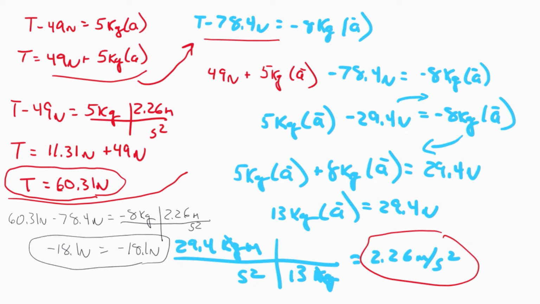So every equation I made works, which tells me I'm right. My acceleration's right, my T value or the force of the rope is right. So I've done this problem.